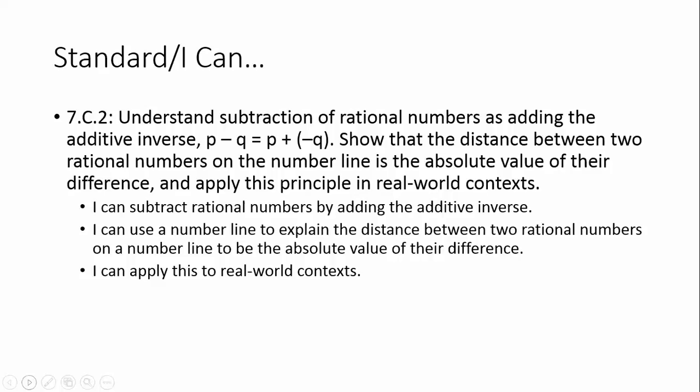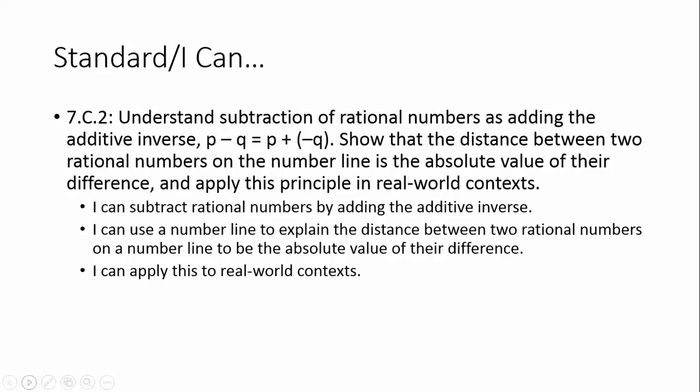These are also on the Unit 1 standard paper that we passed out and taped into our notebooks at the beginning of Unit 1. So today we'll be covering 7.c.2, which means to understand the subtraction of rational numbers as adding the additive inverse. So today you'll be able to subtract rational numbers by adding the additive inverses. You'll also be able to use a number line to explain the distance between two rational numbers to be the absolute value of their difference, and apply this concept to real-world contexts.